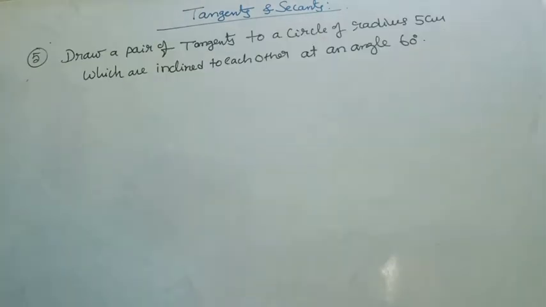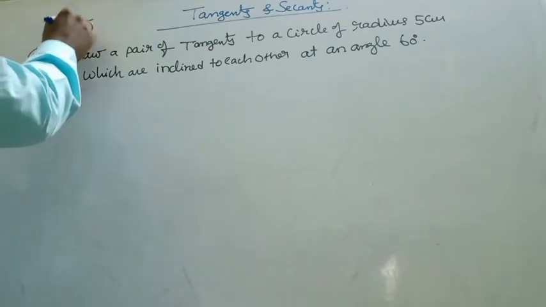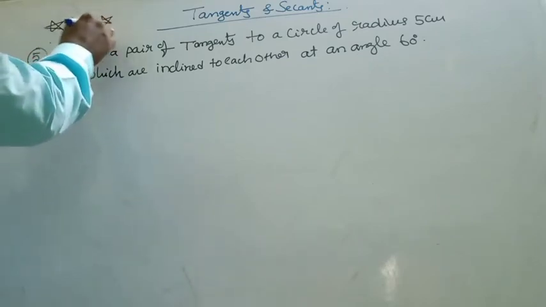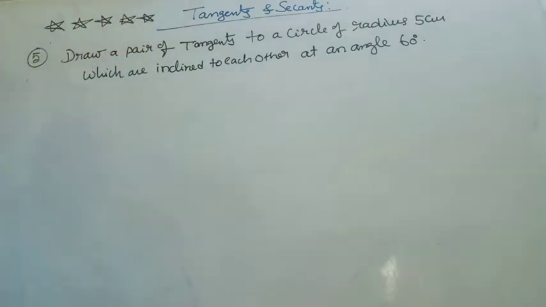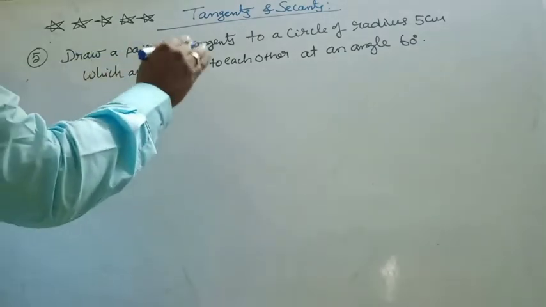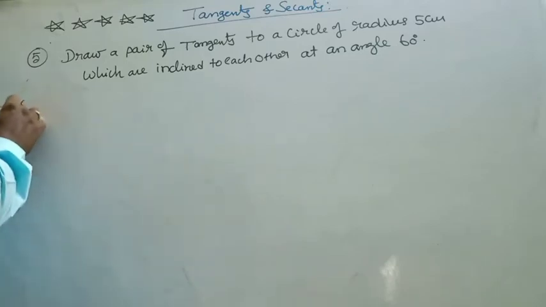See, now this fifth one is a 5-star rating problem. Many times they have asked, my dear students, it is a 5-star rating problem like this. So very, very important. Draw a pair of tangents, it's a construction, to a circle of radius 5 centimeter, which are inclined to each other at an angle of 60 degrees. See how we are going to do the solution part, my dear students.